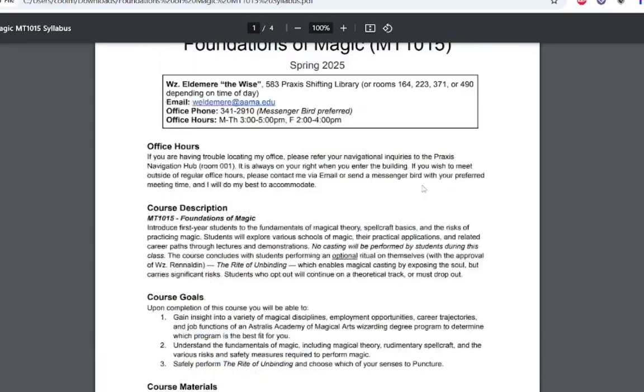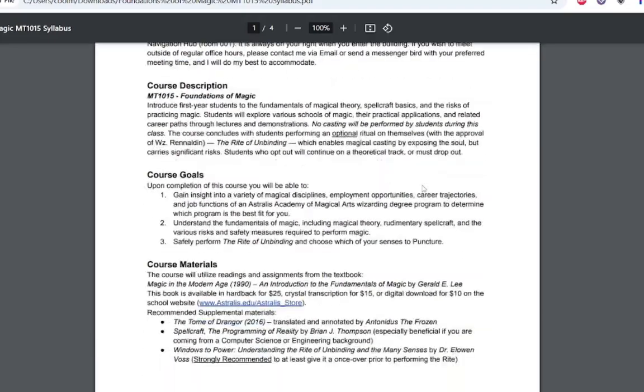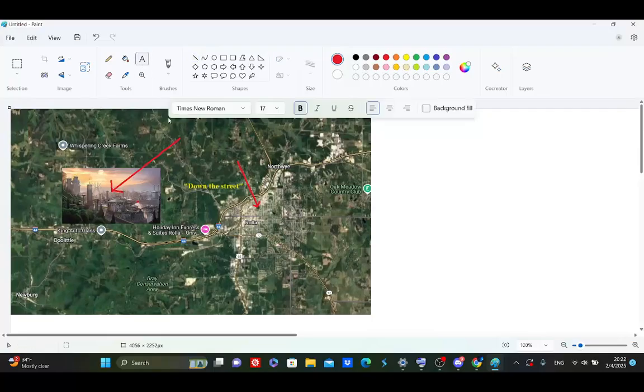Yes, this goes over spellcraft and how spells are written from a more computer science perspective. It gives you a little bit of an easier insight. I also very, very strongly recommend that you all read Windows to Power: Understanding the Rite of Unbinding and the Many Senses by Dr. Elwin Voss. You should at least give that a once-over prior to performing the rite. It contains a lot of useful information, lots of tips and things like that. Just a very good resource all around.